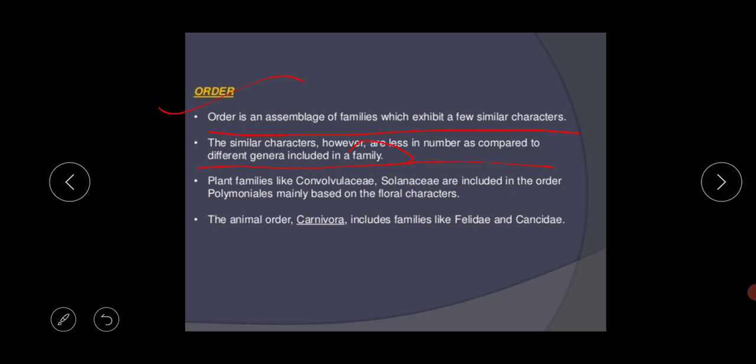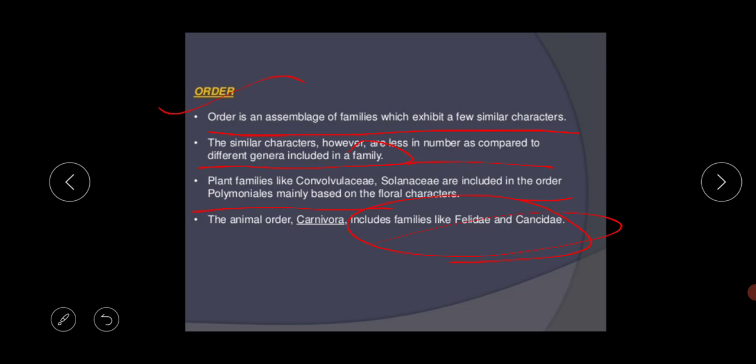Okay. So plant families like the Convolvulaceae and Solanaceae are included in the order Polemoniales, mainly based on the floral characters. The animal orders are Primata, Carnivora, and so on, which include the families. So this is actually the accumulation of the family characteristics, which made this order.